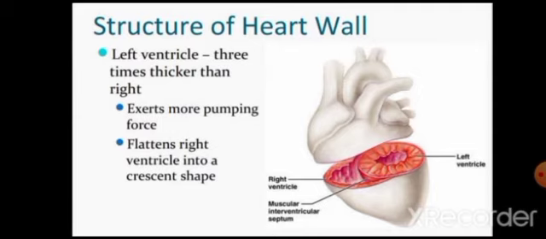Structure of heart walls. The left ventricle is three times thicker than the right ventricle because hard pumping is required for the left ventricle to pump the blood towards the whole body, exerting more pumping force. That's why the blood is pumped to the whole body. That blood goes through the aorta, then arteries and capillaries to various parts of the body.